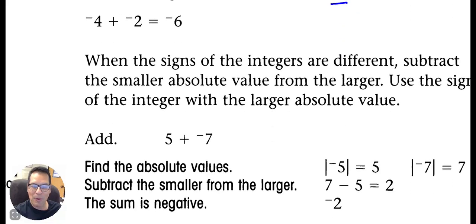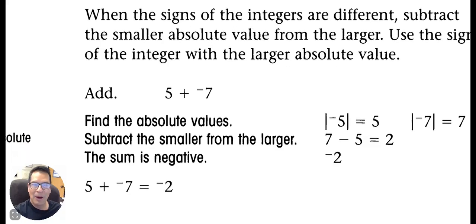Now what about when they're different? When the signs of the integers are different, we're going to subtract the smaller absolute value from the larger. And then we're going to use the sign of the integer with the larger absolute value.